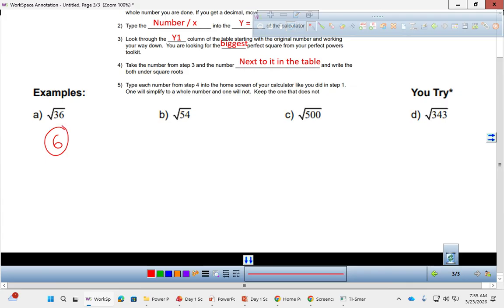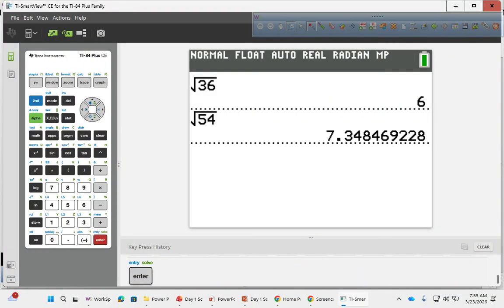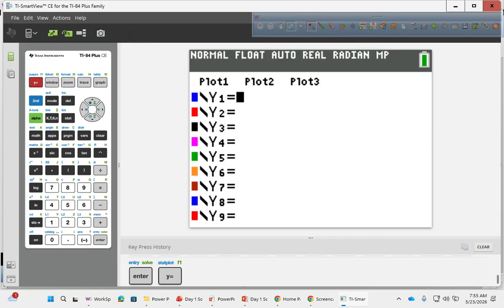All right, I'm going to repeat for the next one. The square root of 54. Okay, so I'm going to type it into my calculator. If I get a whole number, I'm done. If I get a decimal, I've got to go on to step 2. Step 2 says type the number divided by x in the y equals screen. You're not going to do the root 54 divided by x. You're just going to do the number divided by x. Notice the root is not included in this. So I'm doing the number of the problem divided by x in the y equals screen.